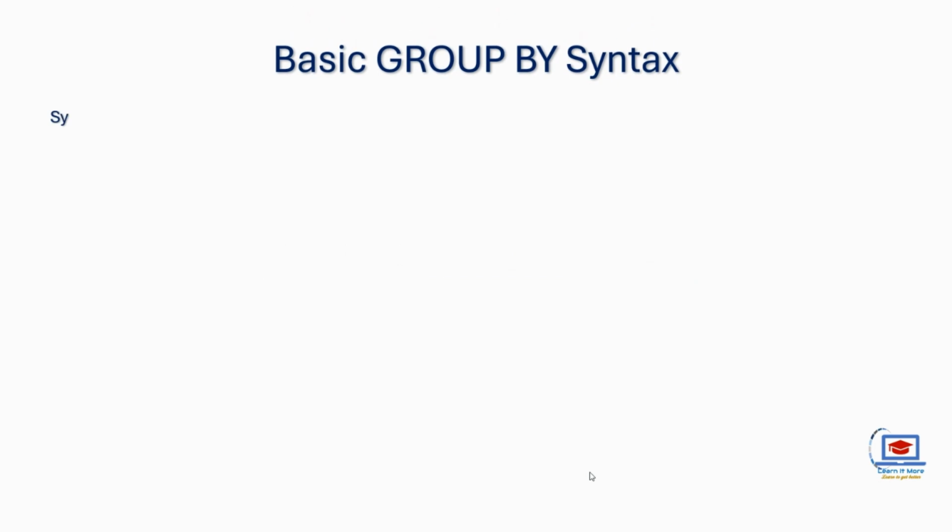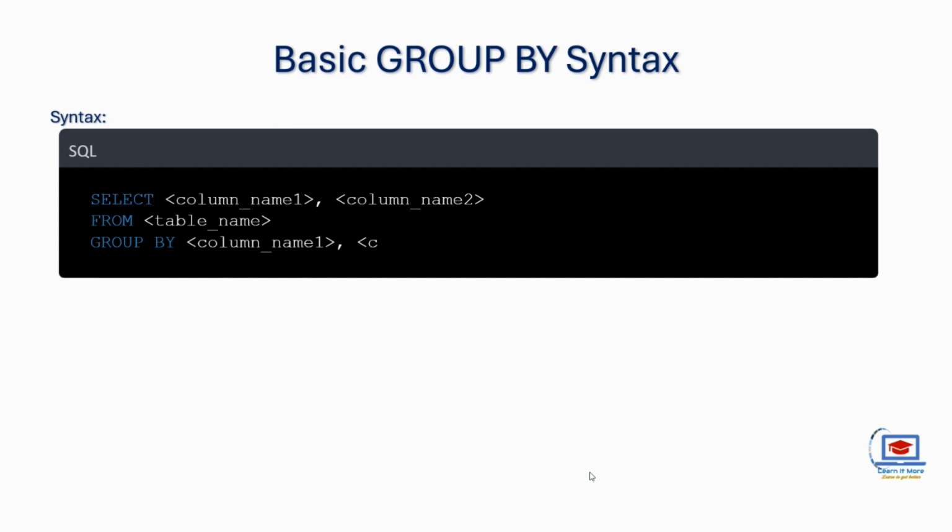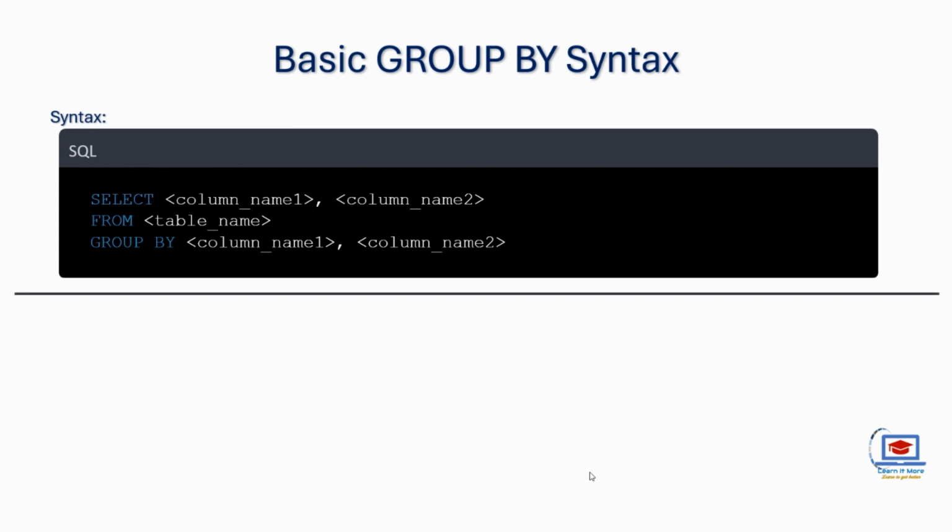We start with a basic select statement followed by the required columns or fields. Then the from statement followed by the table name from which we want to fetch the data. Next comes the group by statement, which contains the column name on which we want to group the data.